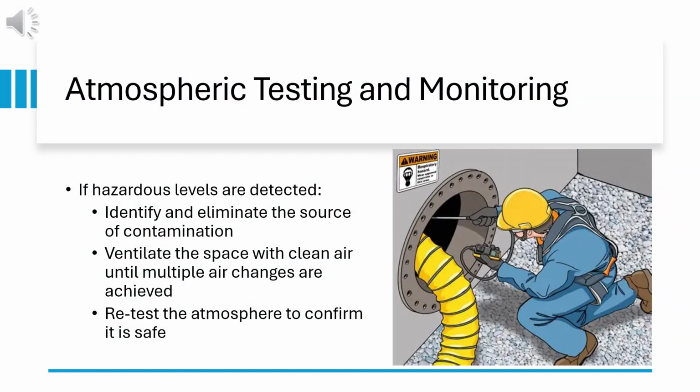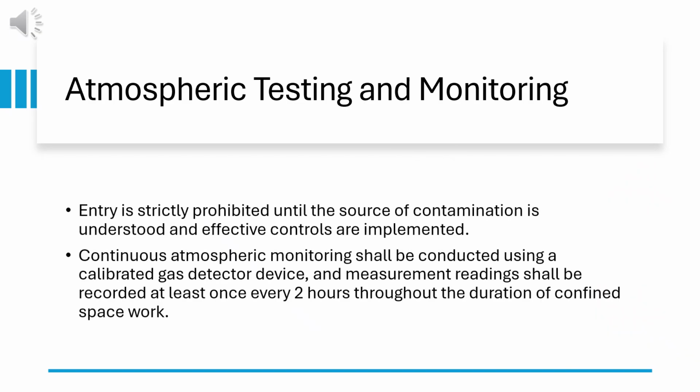Monitoring. If hazardous levels are detected, the source must be identified and eliminated. The space must be ventilated with clean air until safe conditions are confirmed through repeated testing. Entry is prohibited until all hazards are controlled. Continuous atmospheric monitoring must be maintained throughout the job, and readings must be recorded at least every 2 hours.